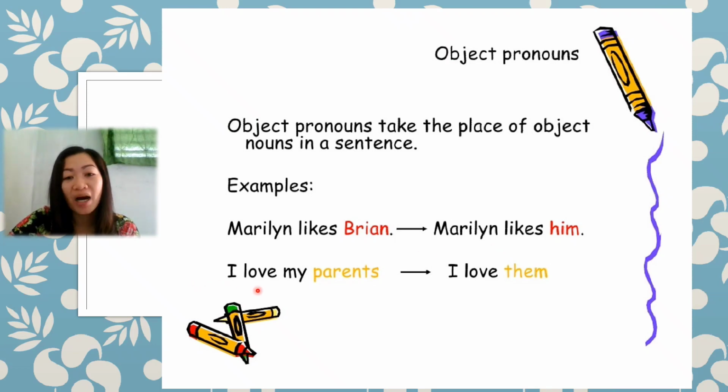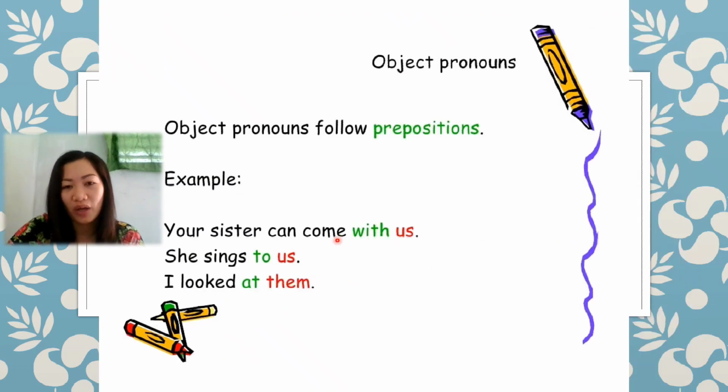I love my parents. Again, I love my parents. So I is our subject and parents is our object, the object of the sentence. So when we replace parents with a pronoun as an object, we will say I love them. Okay, next.